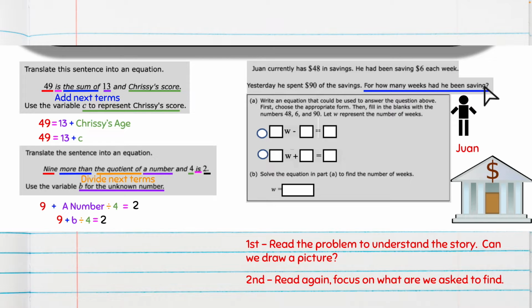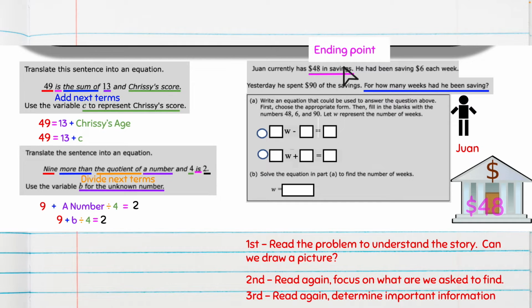So the third read, we're going to determine the important information. So Juan currently has $48 in the savings. Well, that's important. That's an ending point, right? That's right now he has $48 in a savings account.